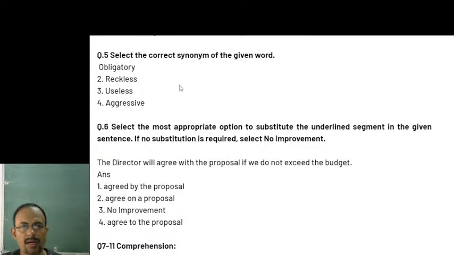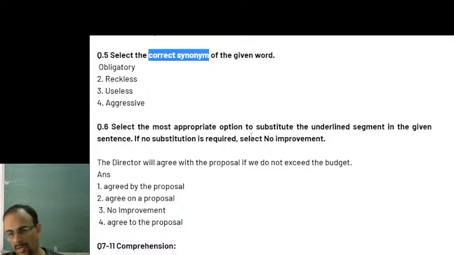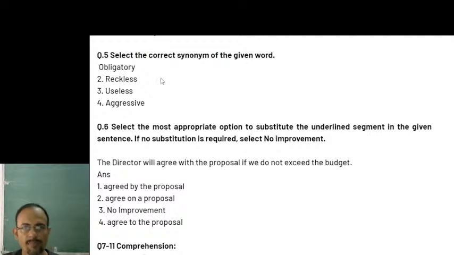Select the correct synonym of the given word. Okay, so what is the correct synonym of the given word? Synonyms means, dear students, the similar words. They are called synonyms. Okay, so obligatory. Obligatory means something which you are supposed to do, which is a must actually. This is called obligatory. Okay, so what is the correct synonym of the word obligatory? Reckless, useless, aggressive.